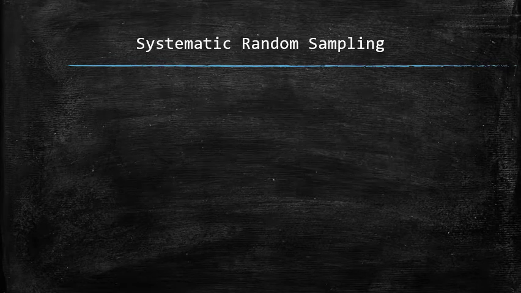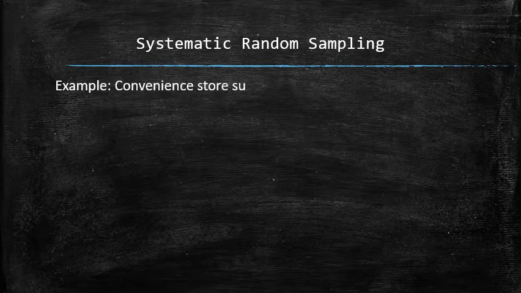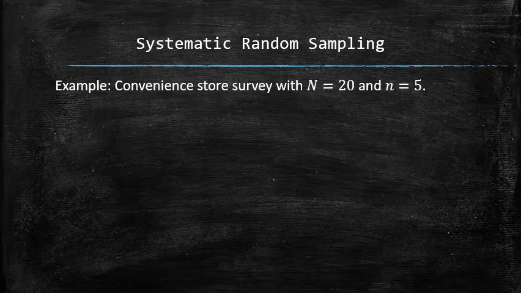When is the systematic sampling useful? For example, the owner of a small convenience store in a rural area wants to survey the opinion of their customers, and they expect 20 customers in the next hour. They think that a sample of size 5 will be sufficient, so they follow the procedure.